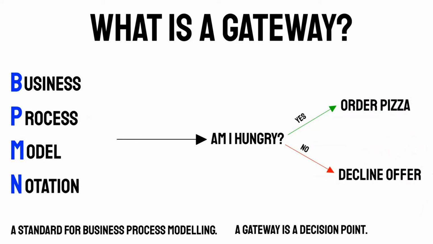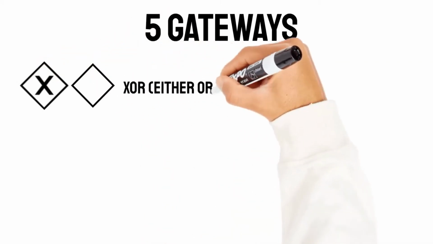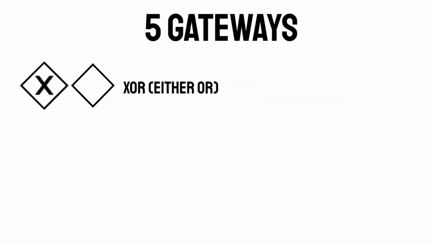After clarifying what a BPMN gateway is, let me show you which BPMN gateways we have within the BPMN standard. There are mainly 5 BPMN gateways. Let me name the 5 first, and then I'll dive deeper into each of them. The first one is the either-or gateway, also called XOR gateway. Here we have 2 possible forms on how to model this gateway. It's also called the default gateway because it's so commonly used.